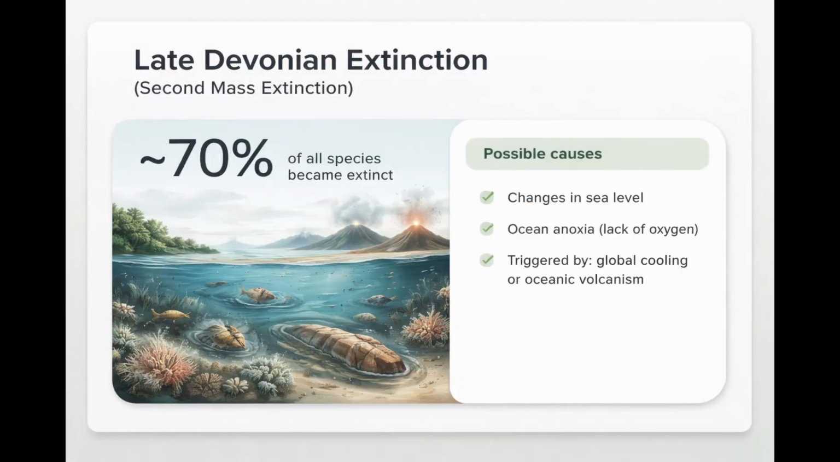Near the end of the Devonian, the late Devonian extinction occurred, and the material states that about 70% of all species became extinct. The proposed causes include changes in sea level and ocean anoxia, meaning a lack of oxygen in ocean waters. The anoxia may have been triggered by global cooling or by oceanic volcanism. Either way, it points to large-scale disruption of marine chemistry and habitats.